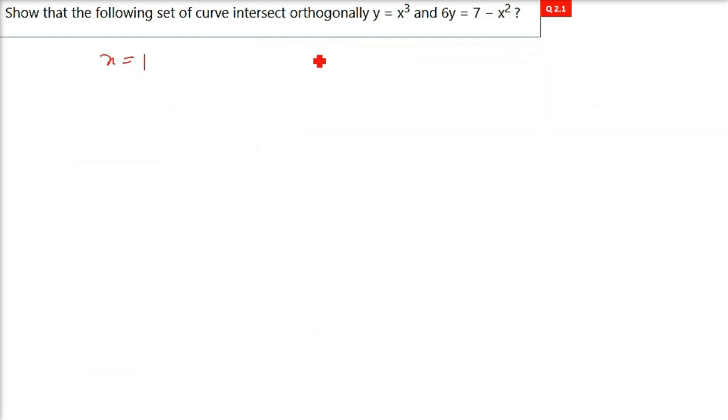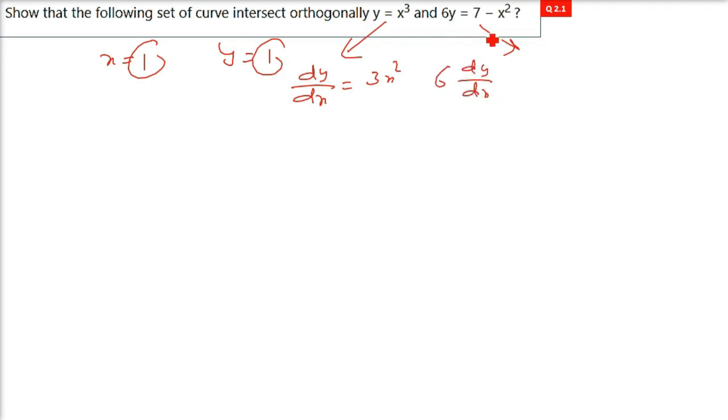So when x is equal to 1, what will be y? Y equals x cube, so y will be equal to 1. So x is 1 and y is 1. Now let us differentiate. We will need m1 and m2. For that we need the slope dy by dx. So dy by dx is 3x square. And dy by dx here will be equal to, 6 dy by dx.